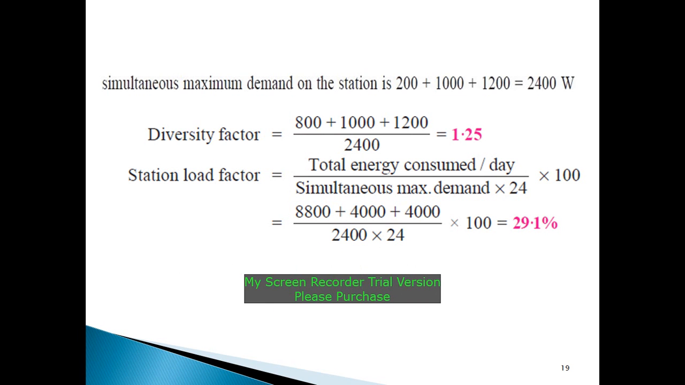The station load factor is the total energy consumed per day divided by maximum demand multiplied by 24. So 8800 plus 4000 plus 4000, divided by 2400 into 24, multiplied by 100. So 29.1%. It is the station load factor.